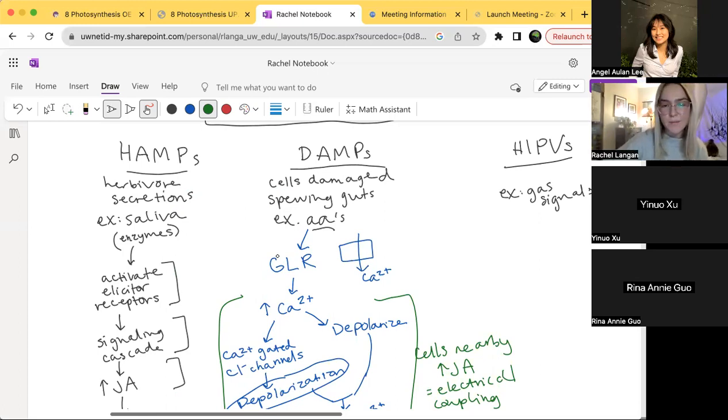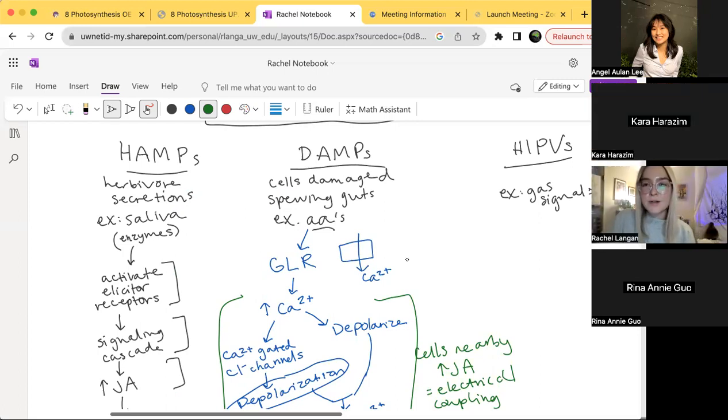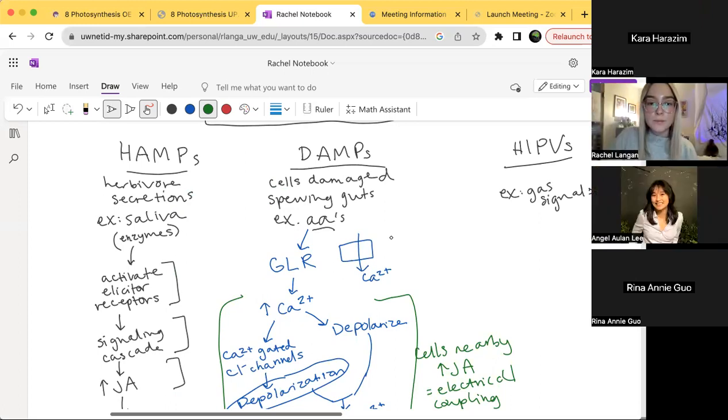DAMPs are activated by cell damage stuff. Yeah, other question. So it's safe to say that HAMPs do not have the GLRs. The what? The GLR protein, so they don't have that?